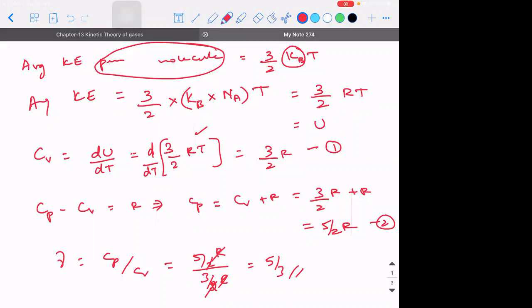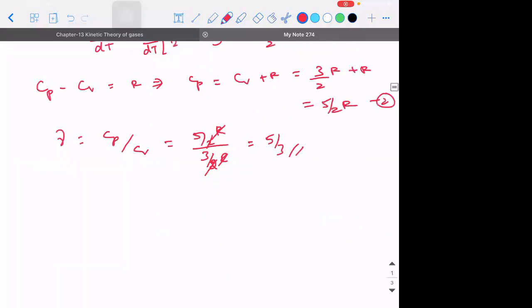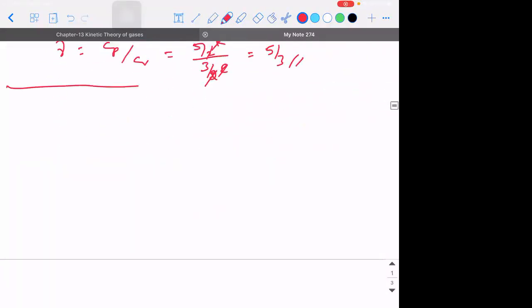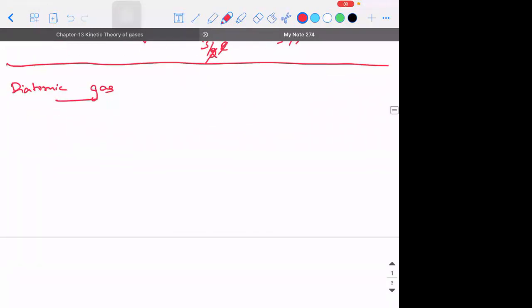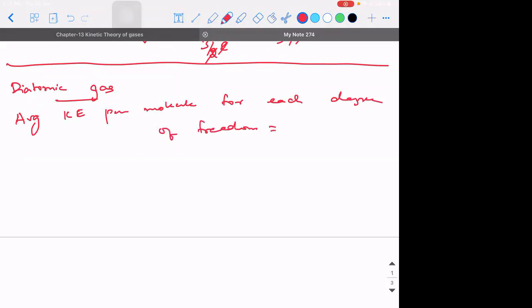Okay. Now I will do the same thing. Concentrate, you yourself will understand how to prove it. If I want to derive the same expression for a diatomic gas, I'm going to follow the same logic. Average kinetic energy per molecule for each degree of freedom, how much?